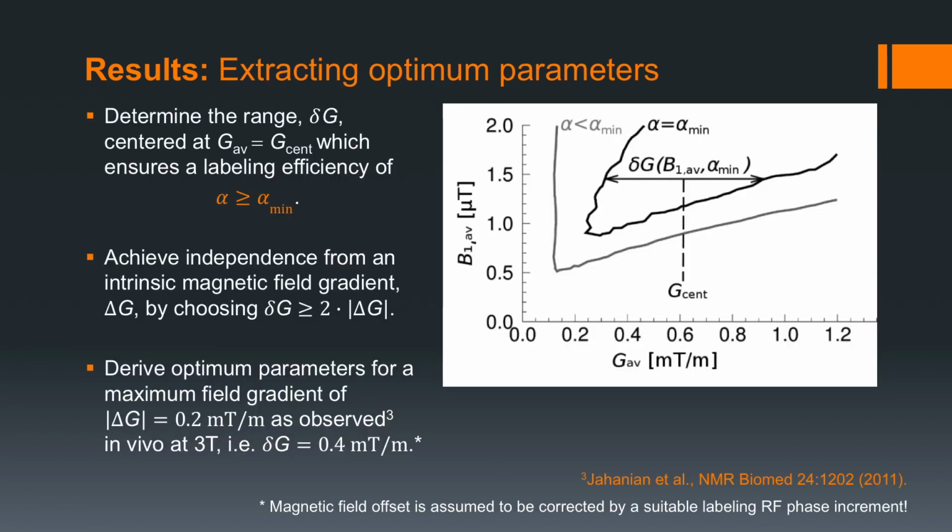We determined a range of gradient values, delta G, centered at G center, for which the labeling efficiency is always higher than a desired minimum value. We achieve independence from the intrinsic field gradient when delta G is larger than twice the magnitude of this gradient. In our study, we derived optimum parameters for a maximum field gradient that was observed in vivo at 3 Tesla. That's why we request a delta G of 0.4 millitesla per meter for our analyses.